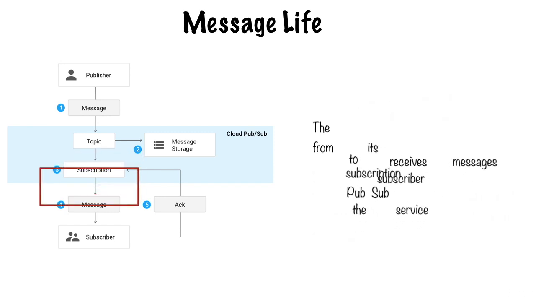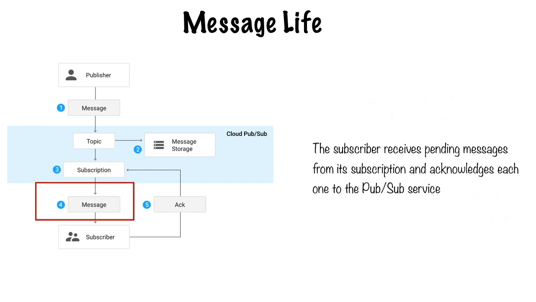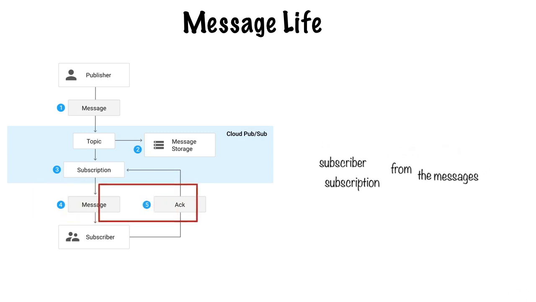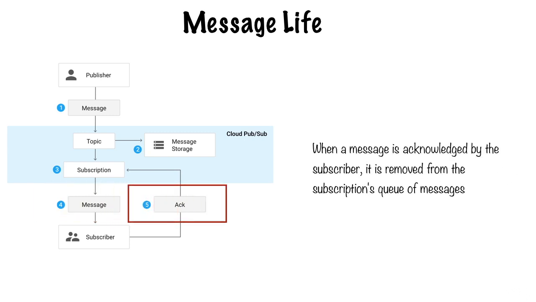One way or the other, the message finds its way to the subscriber. The subscriber gets those pending messages from the subscription and then acknowledges each one to the PubSub service. Once that message has been acknowledged by the subscriber, it will be removed from the permanent storage.